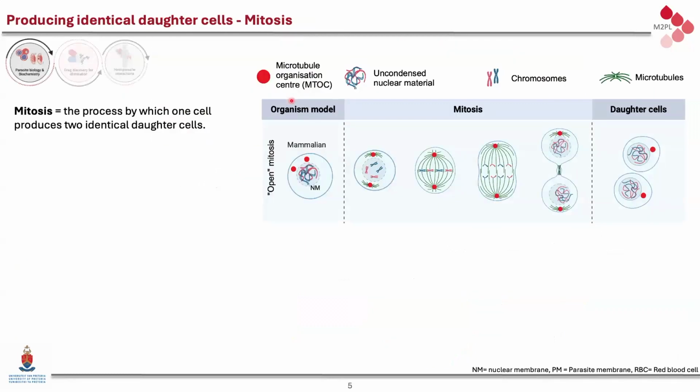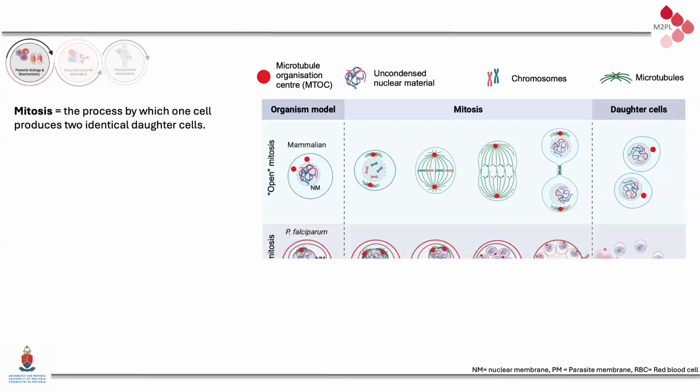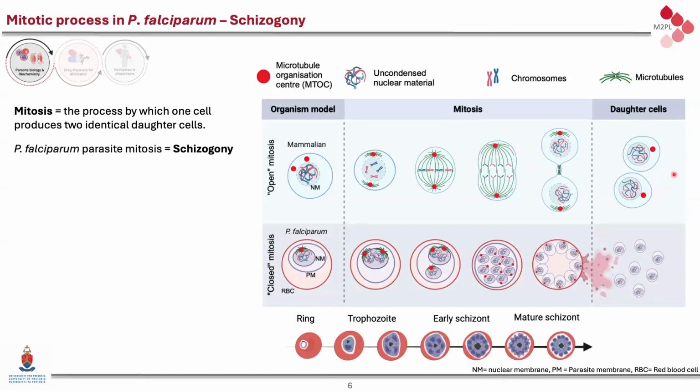In mammalian cells, identical daughter cells are produced in a process known as mitosis. During this process, the cell will duplicate its DNA. The DNA will condense into chromosomes. Microtubules will then originate from the microtubule organizing centers. These microtubules will bind to chromatids and pull them apart to different sides of the cell, ultimately forming two identical daughter cells. But when we look at the mitotic process within the parasite, there are quite big differences, but there are also some similarities.